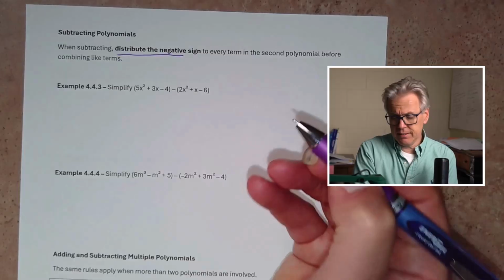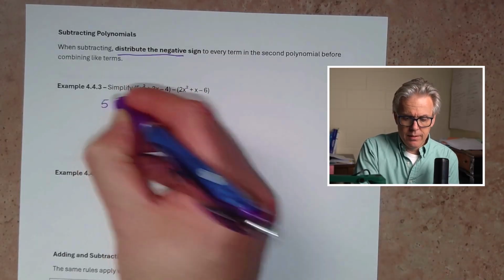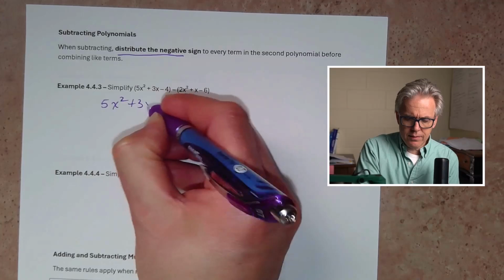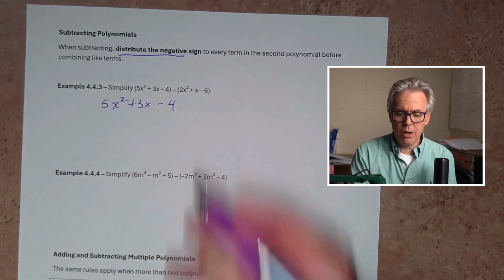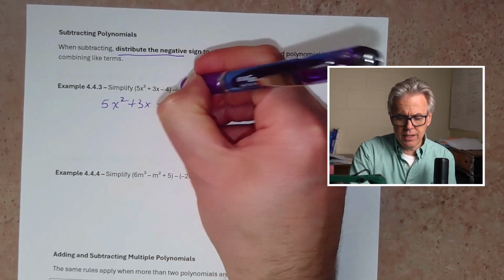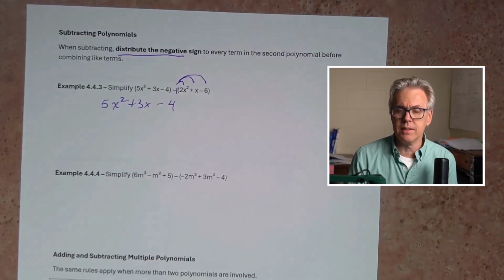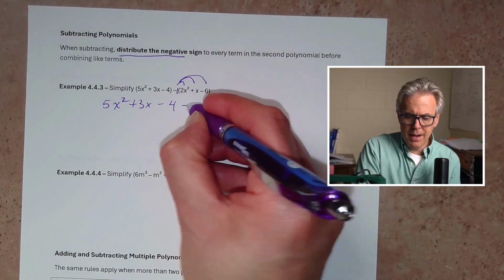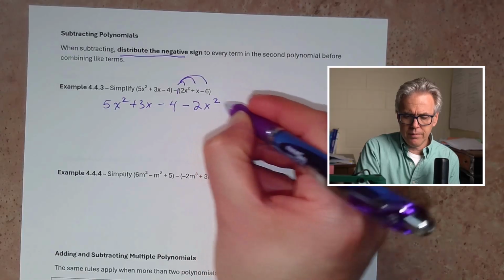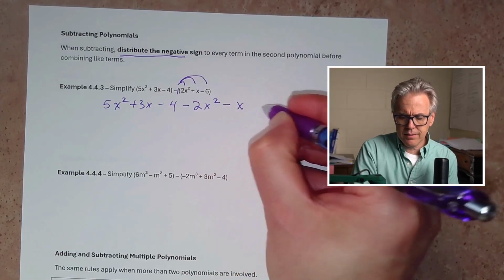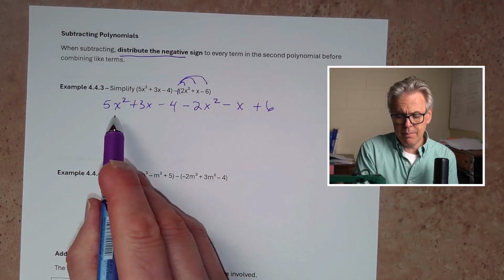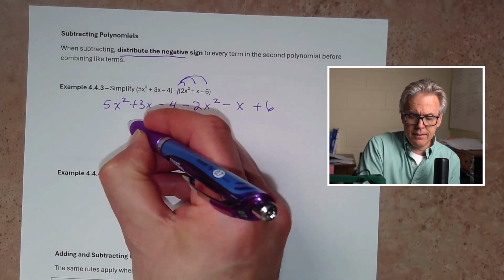Now, this first set doesn't have a negative, so I can just rewrite it. The 5x squared plus 3x minus 4. Now we're going to distribute this understood -1 on all three terms in this case. So it's going to be minus 2x squared minus x plus 6. Now I do what I did in the last one. I'm going to go ahead and put my like terms side by side.